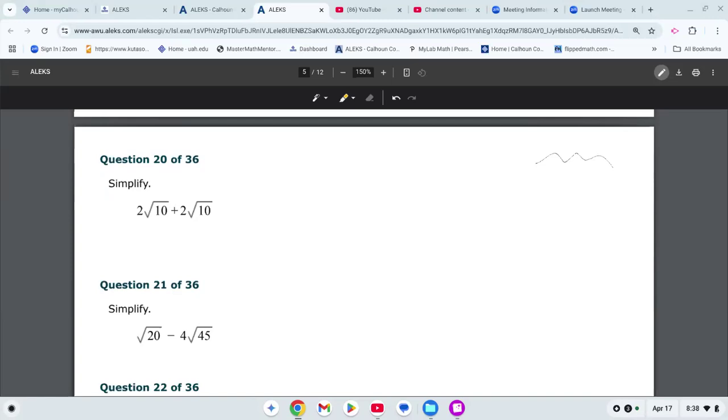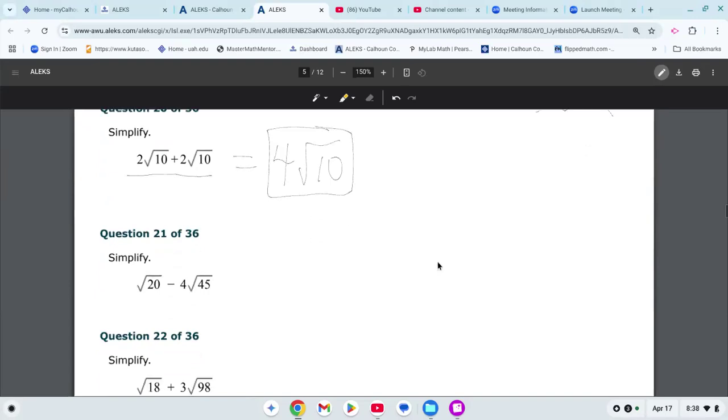So on problem number 20, you can combine like radicals. So that would end up being 4 square roots of 10. I cannot break down the square root of 10 in any way, shape, or form because there are no perfect square factors of 10 other than 1. So that's all I can do with that particular problem.